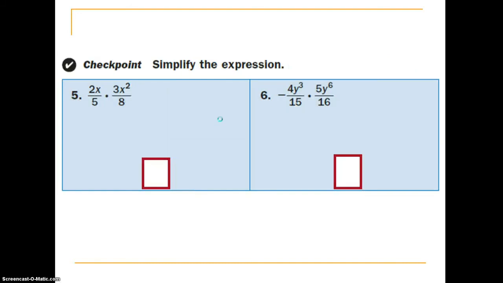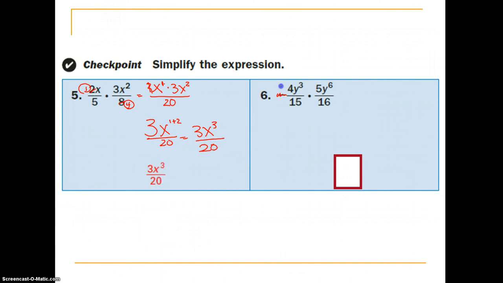Go ahead and pause the video and try 5 and 6. Number 5, we can simplify, divide out factors. This is 1, 4. So you have 1x times 3x squared over 5 times 4 is 20. Well, you don't really need this 1, but remember there is an invisible exponent with the x. So we're going to do 3x, and then what's 1 plus 2? Over 20. So 3x cubed over 20.